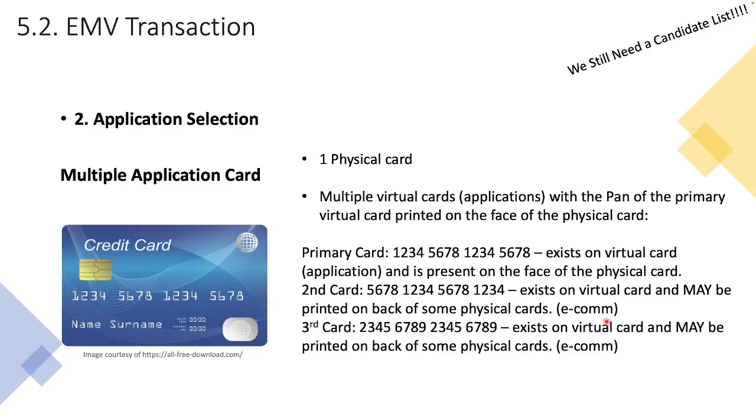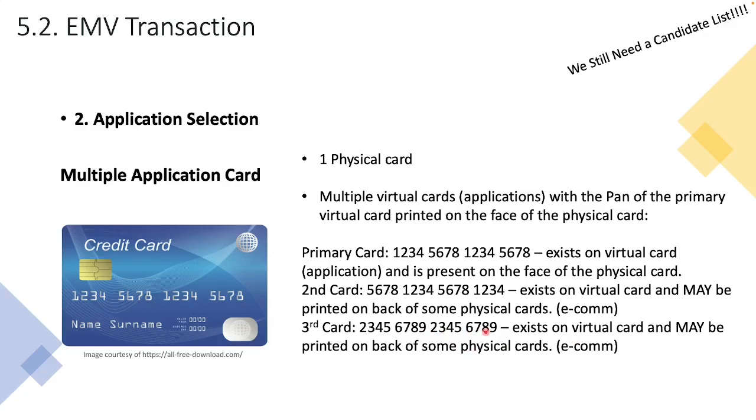Okay, and you could have more than two. So let's assume that there was a third virtual application on this card, and the PAN was 23456789 23456789. And similar to this, it exists as a virtual application, a virtual card, and this unique PAN number may also be printed on the back of the card somewhere, also for the purposes of e-commerce.